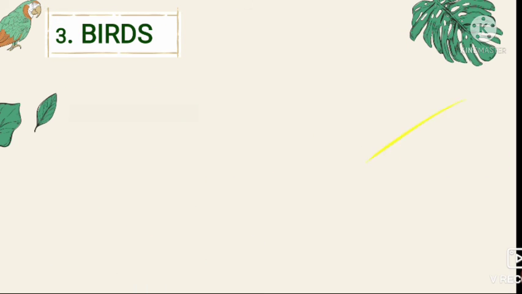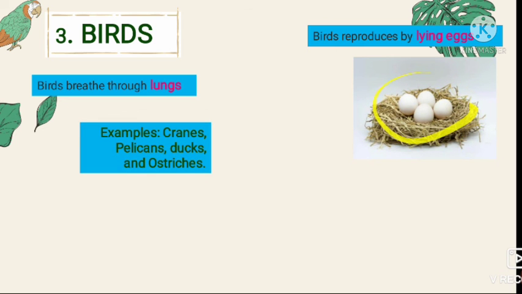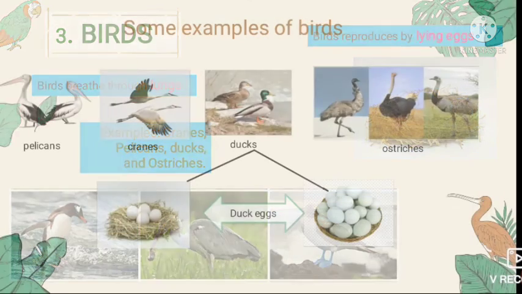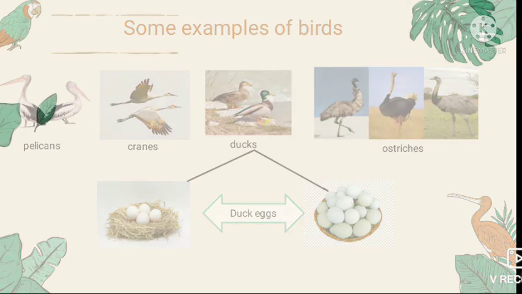Let's take a look. What makes birds easy to classify? The birds breathe through lungs, and they reproduce by laying eggs. Most birds reproduce by laying eggs. Examples are the crane, pelican, penguin, ducks, and ostrich. These are some examples of birds: the pelican, crane, ducks, and ostrich.